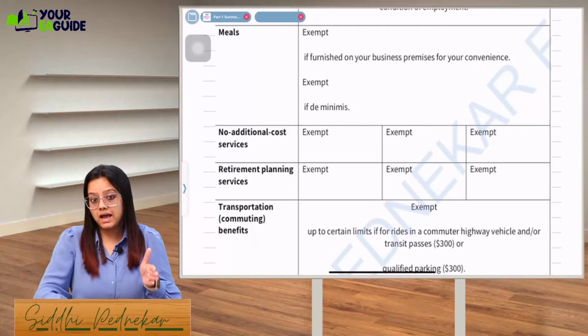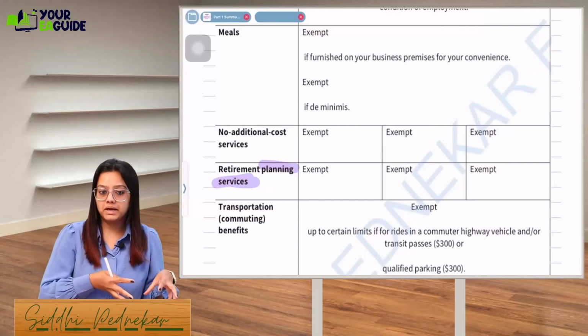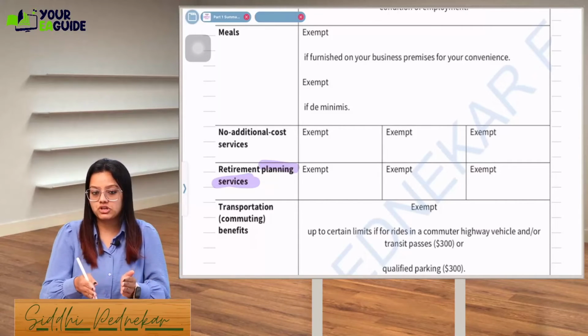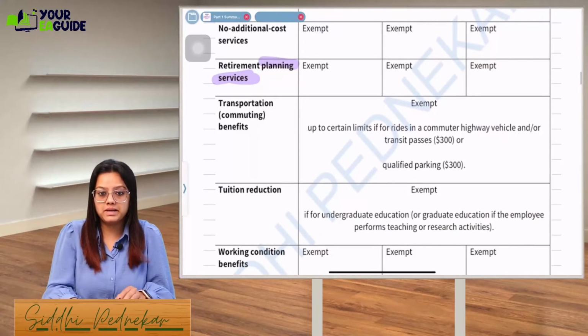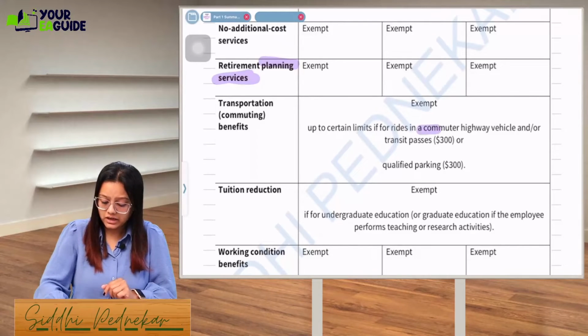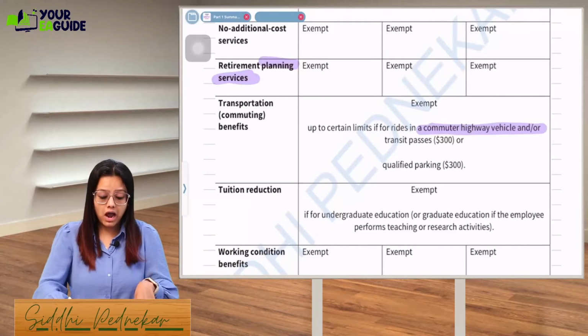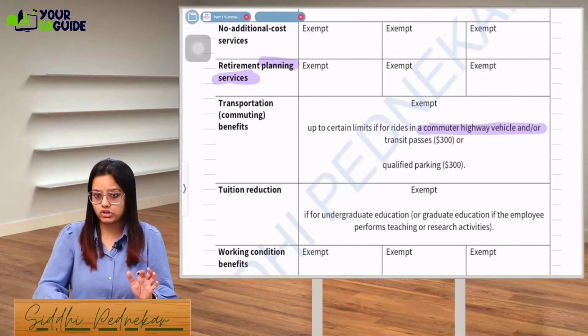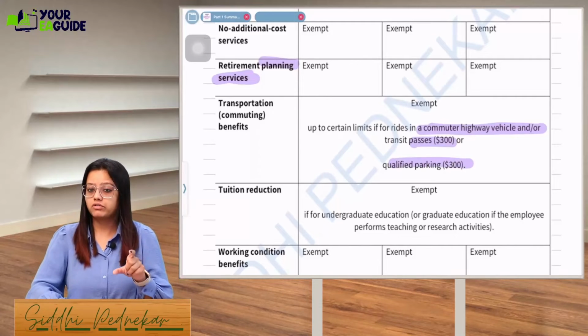Okay, retirement planning services. They have hired a retirement planning company or agency, and it just provides the employees the services for educating them on how to save money and so on. So that is exempt. Okay, transportation services will be exempt up to certain limits. For rides in a commuter highway vehicle, the employer pays a fixed amount for your transportation. So how much will be exempt? Transit pass, if you get up to $300, it will be exempt, or if you receive qualified parking up to $300, it will be exempt.